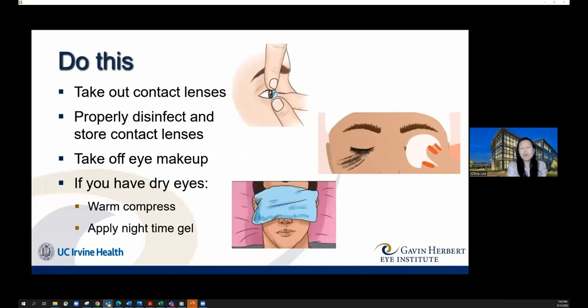And if you already have a diagnosis of dry eye, I'm sure your eye doctor has already talked to you about doing warm compresses, which is just a hot towel with warm water. You lay that over both eyes with the eyes closed, and you let that warm steam go towards your eyes for 5 or 10 minutes. And right before you go to sleep, you can apply a nighttime gel or ointment to lubricate the eyes and let all those dry spots you've incurred over the daytime heal while you're sleeping.